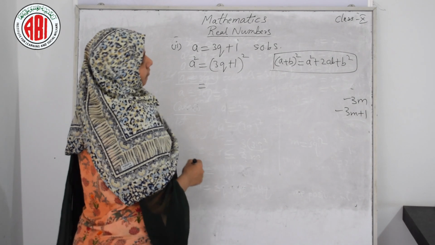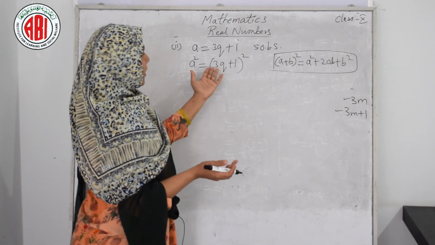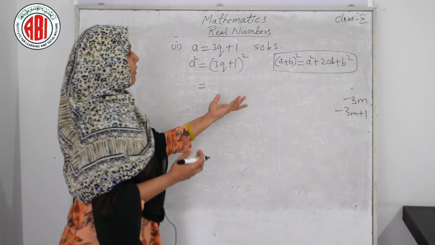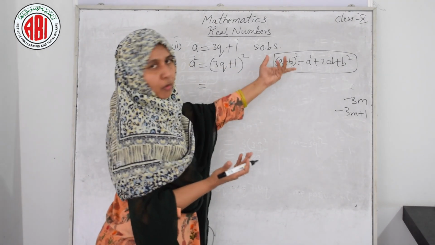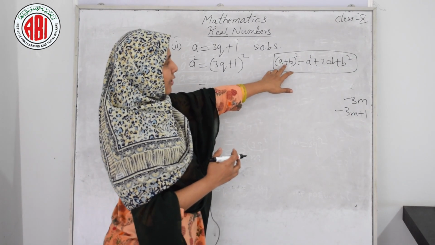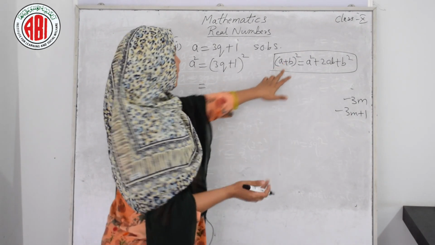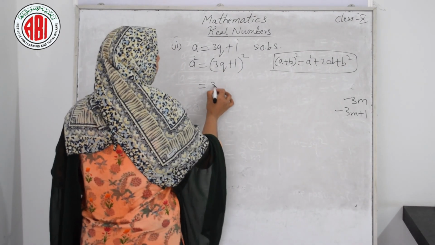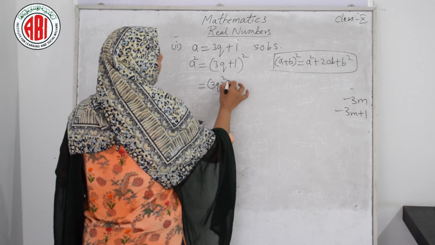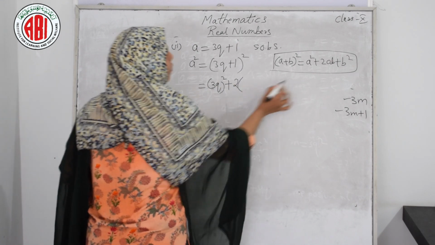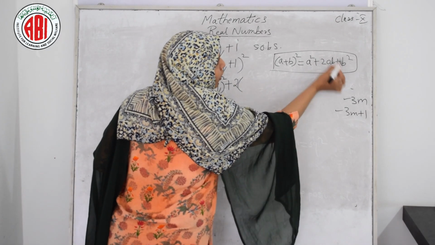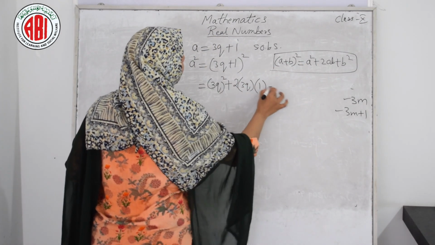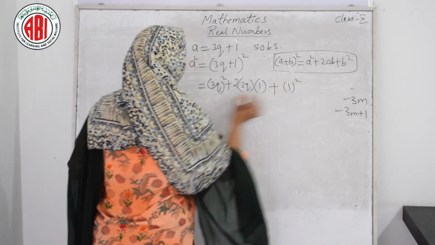So using this identity, let us do it. a is nothing but 3q. We can also replace them, and if you change them, no problem. We will get the same thing because it is a plus sign with positive numbers, a plus b. So we can take anything, but simply as it is we are using. a is 3q whole square plus 2ab, which means 2 into a into b. 2 into a is 3q, into b is 1, plus b square is 1 square.